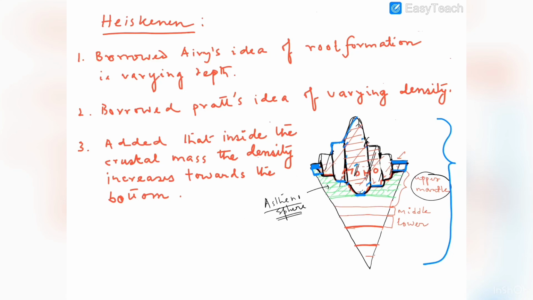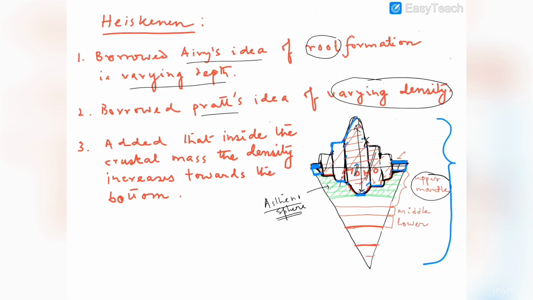Now last but not the least is the idea of Heiskanen. He gave his theory in 1933 and he borrowed Airy's idea of root formation, that is varying depth. And you can see how he is going closer to the reality. Here you have the varying depths and the root formation. And he also borrowed Pratt's idea of varying density. We all know that in reality the crustal materials differ in their density. So Heiskanen in 1933 reconciled both the theories of Airy and Pratt.